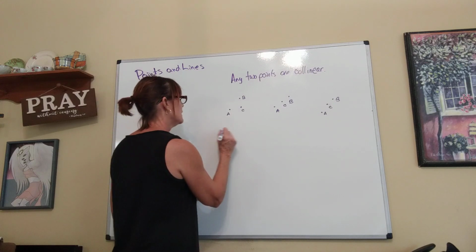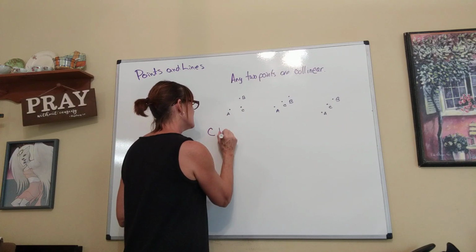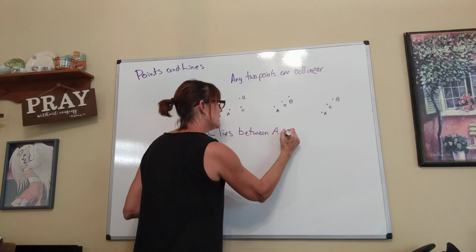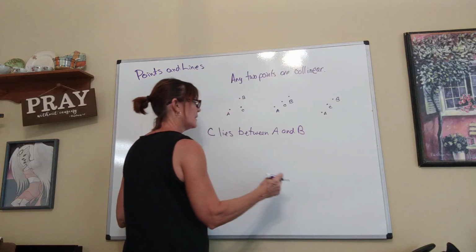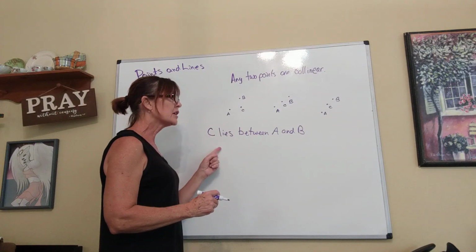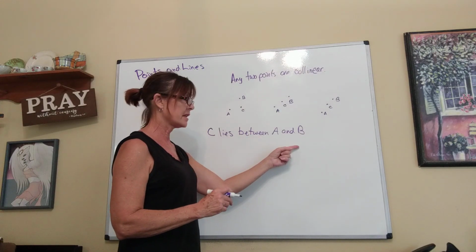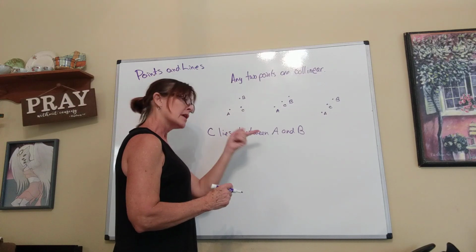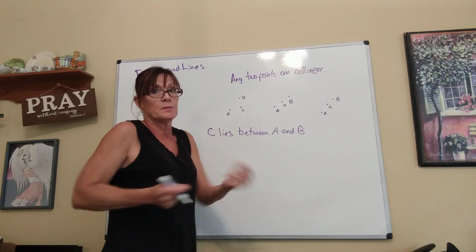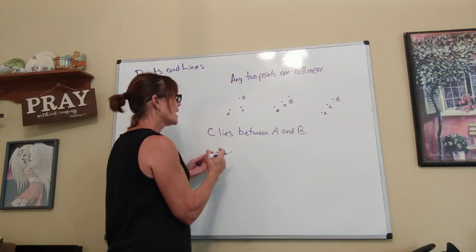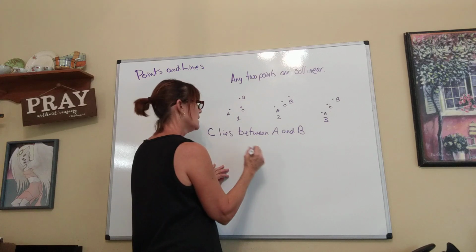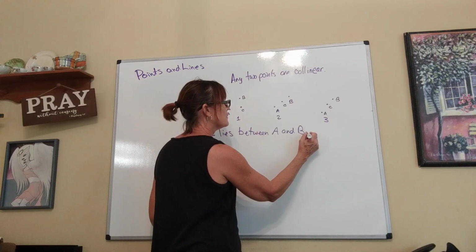If we say that C lies between A and B, we are saying 2 things. One, that C is collinear with A and B, with the line that would pass through A and B, and two, that C is physically in between A and B. So does C lie between A and B in this situation? I'll call these 1, 2, 3. Let's ask ourselves, is this true or false? C lies between A and B.